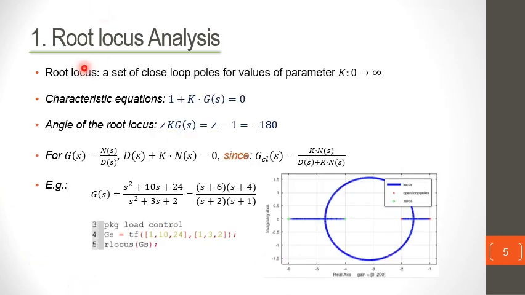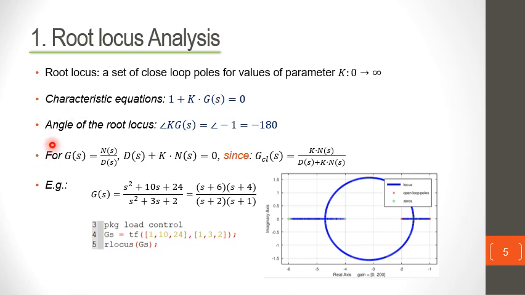So now, by definition, we define a root locus as the set of all closed loop pole values for all the values of k varying from 0 to infinity. And we call the equation 1 plus k g(s) equal to 0 the characteristic equation, because this equation gives you the location of those closed loop poles.